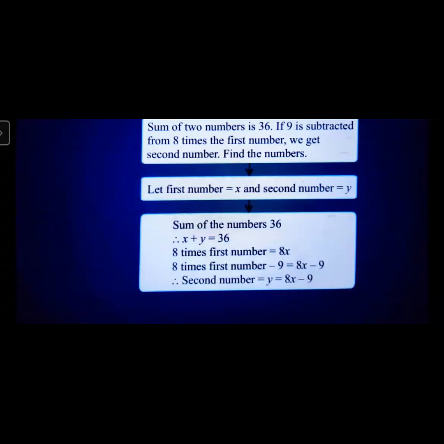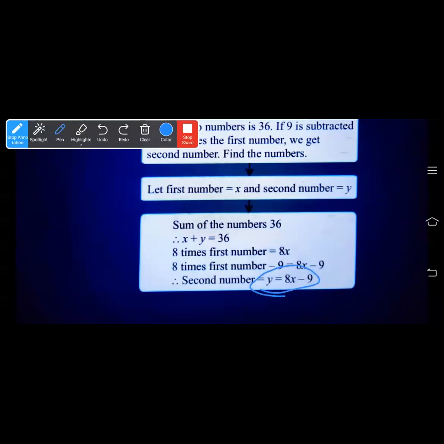The next sentence is 8 times the first number. 8 times the first number means 8 multiplied by x, as our first number is x. 8 times the first number minus 9, that means 8x minus 9, and that is your second number. It is already written here: if 9 is subtracted from 8 times the first number, we get the second number. Therefore, that is equal to y. So using the mathematical statements, you have got these two equations: y is equal to 8x minus 9 and x plus y equals 36. You have to arrange this in the standard form.